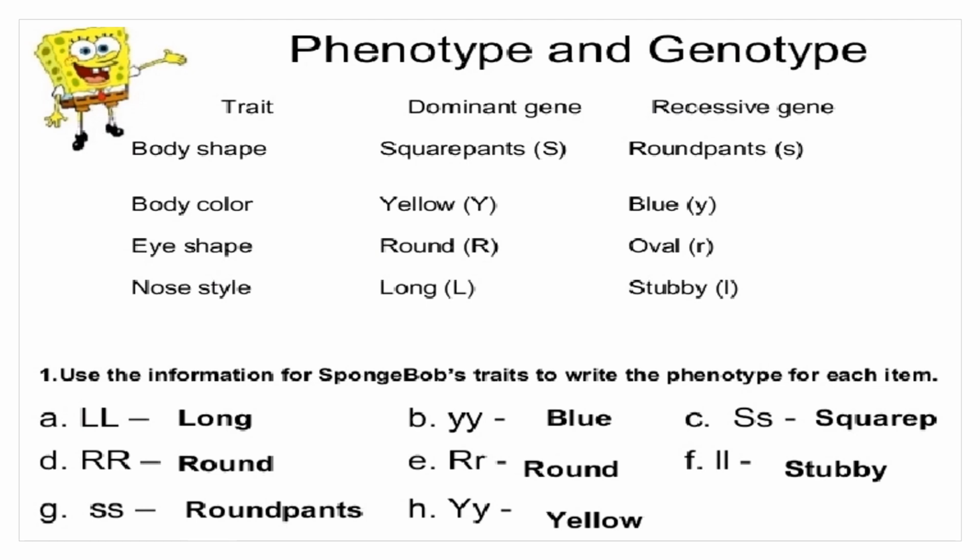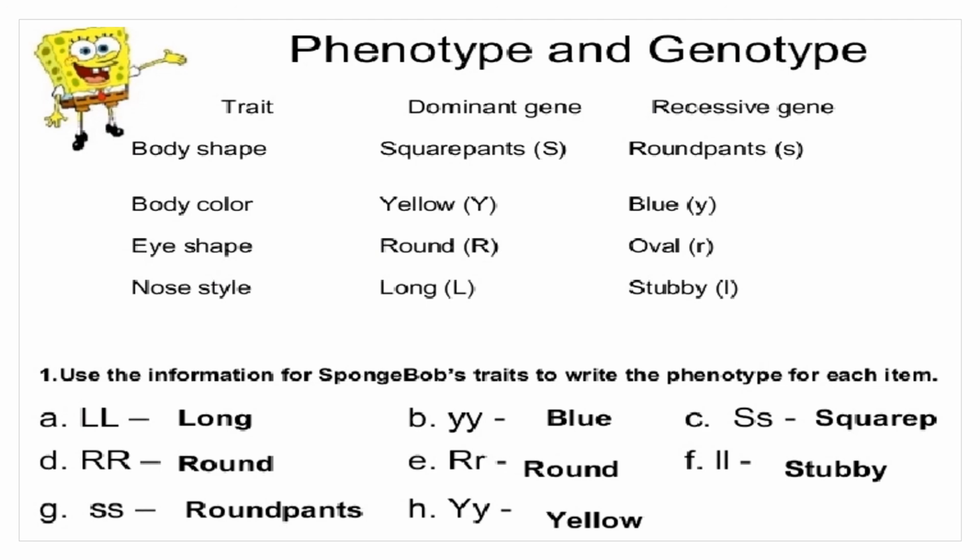For our first dominant trait, the answer is long. For our second dominant trait, which is the two capital letter R, the phenotype is round. For our recessive trait, the two small letter s, the phenotype is the round pants. For our recessive trait y, the answer is blue. And for our hybrid, the answer is round.